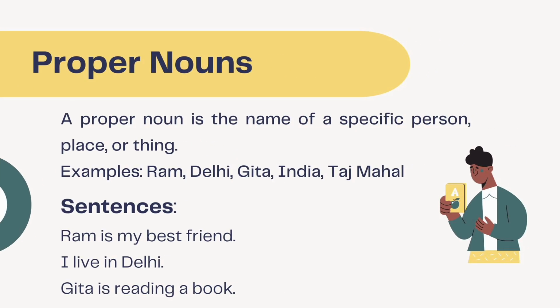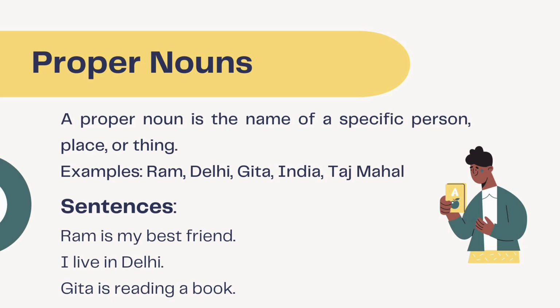Proper nouns. First, let's talk about proper nouns. A proper noun is the name of a specific person, place, or thing. The important word here is specific. It means that we are talking about a particular person, place, or thing. For example, Ram, Delhi, Gita, India, and Taj Mahal are proper nouns.